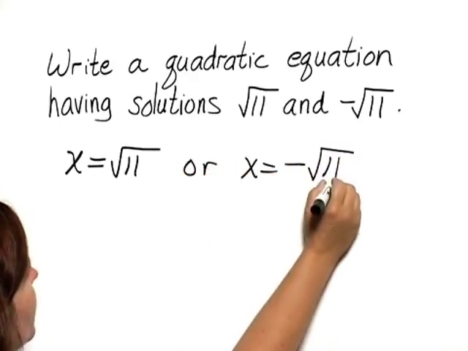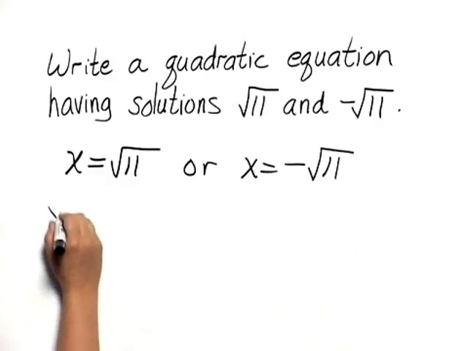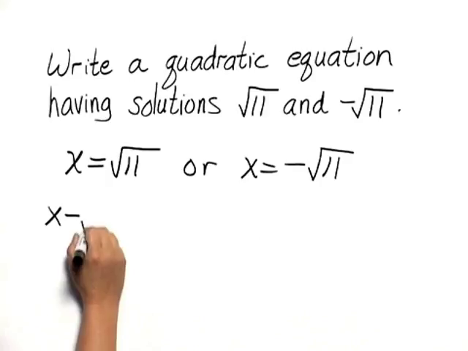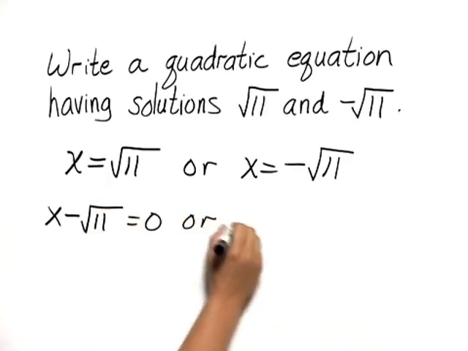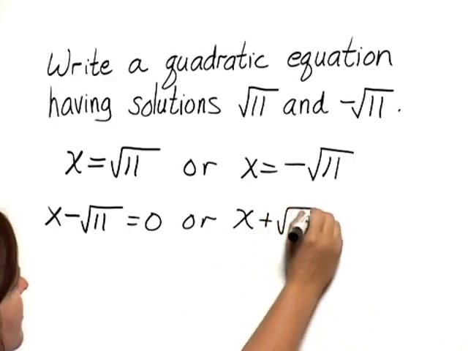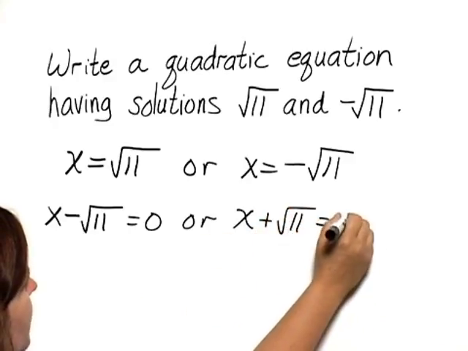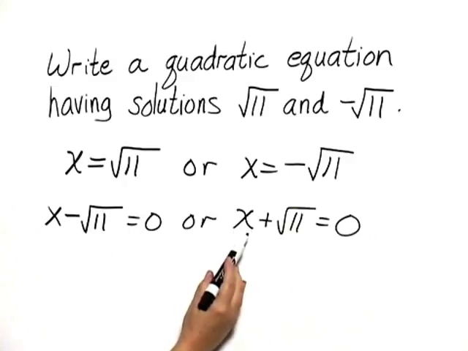square root of 11. Now if this was true, if we subtract the square root of 11 from both sides, we would get x minus the square root of 11 equals 0. Or, here adding square root of 11 to both sides, x plus the square root of 11 equals 0. Now we would have gotten to this point by using the principle of zero products.